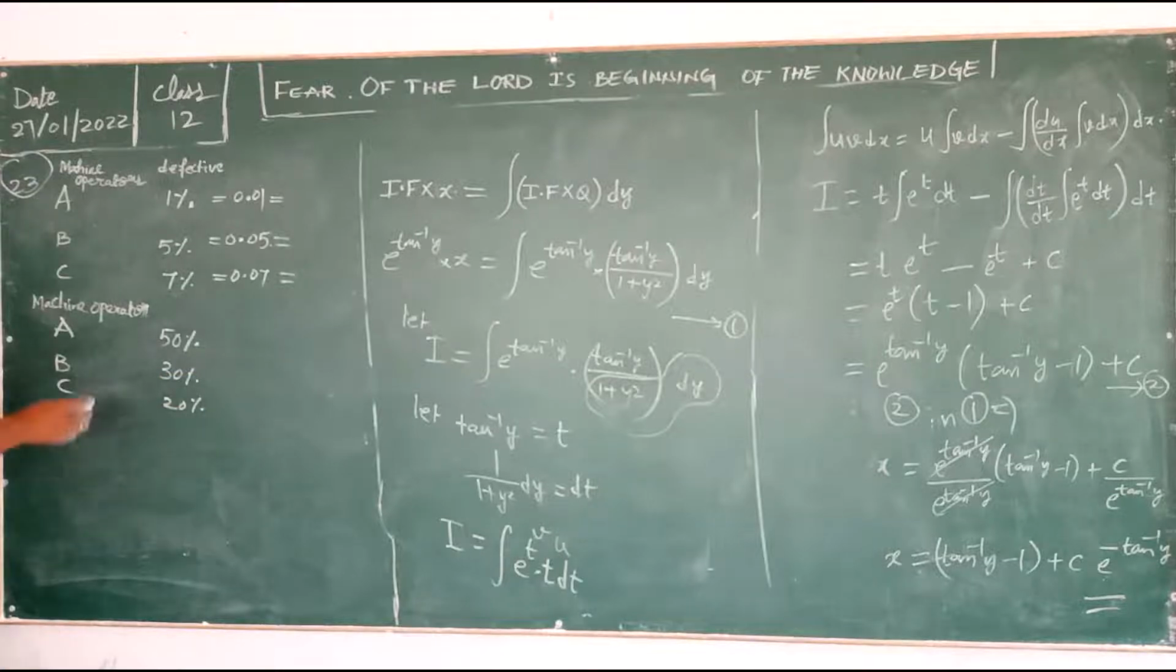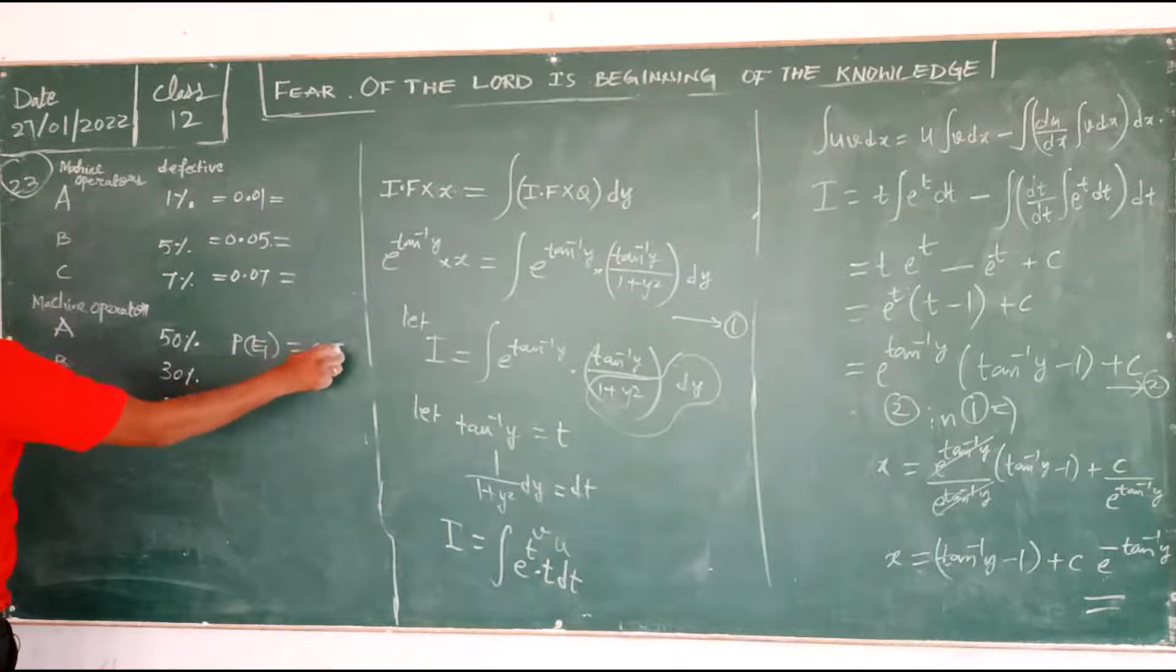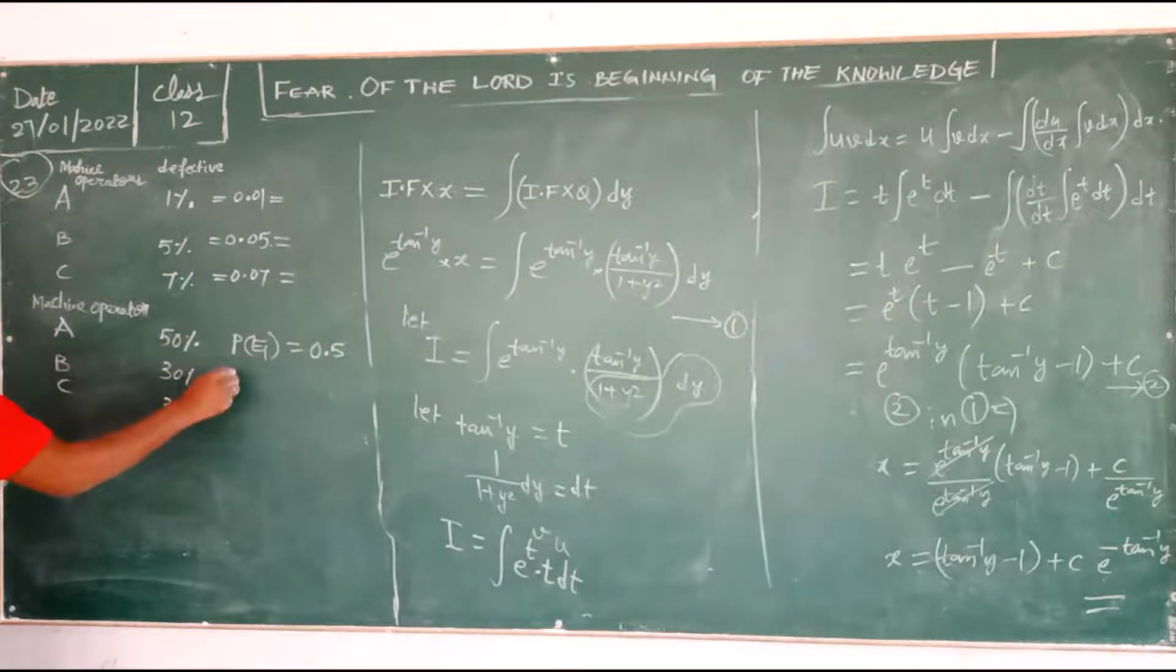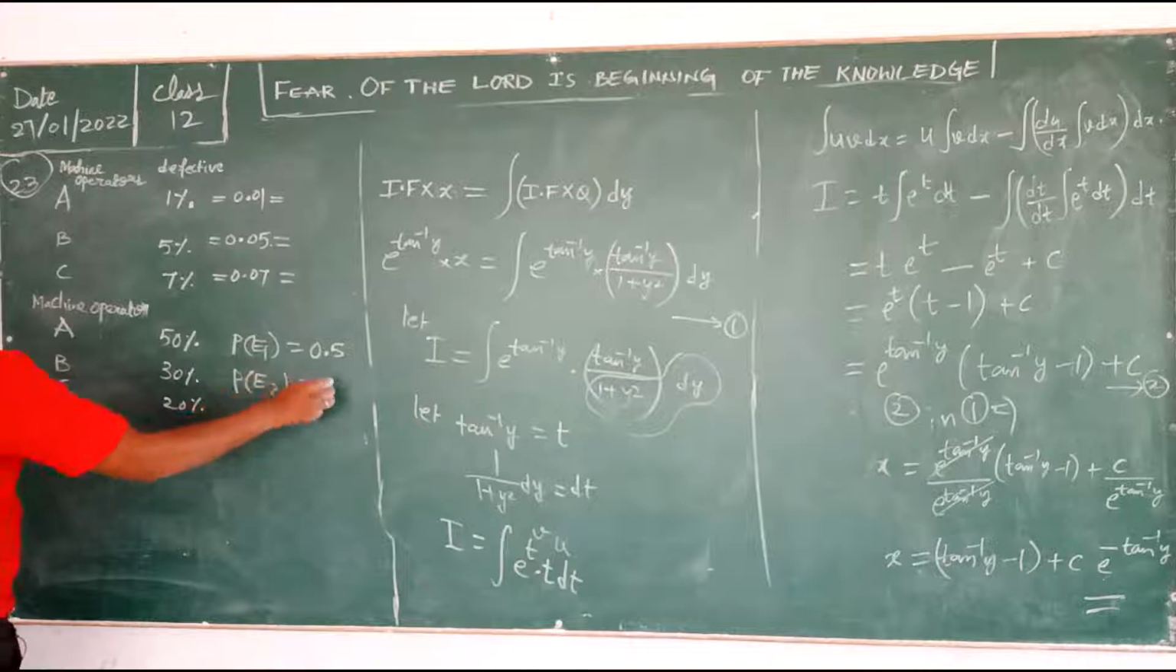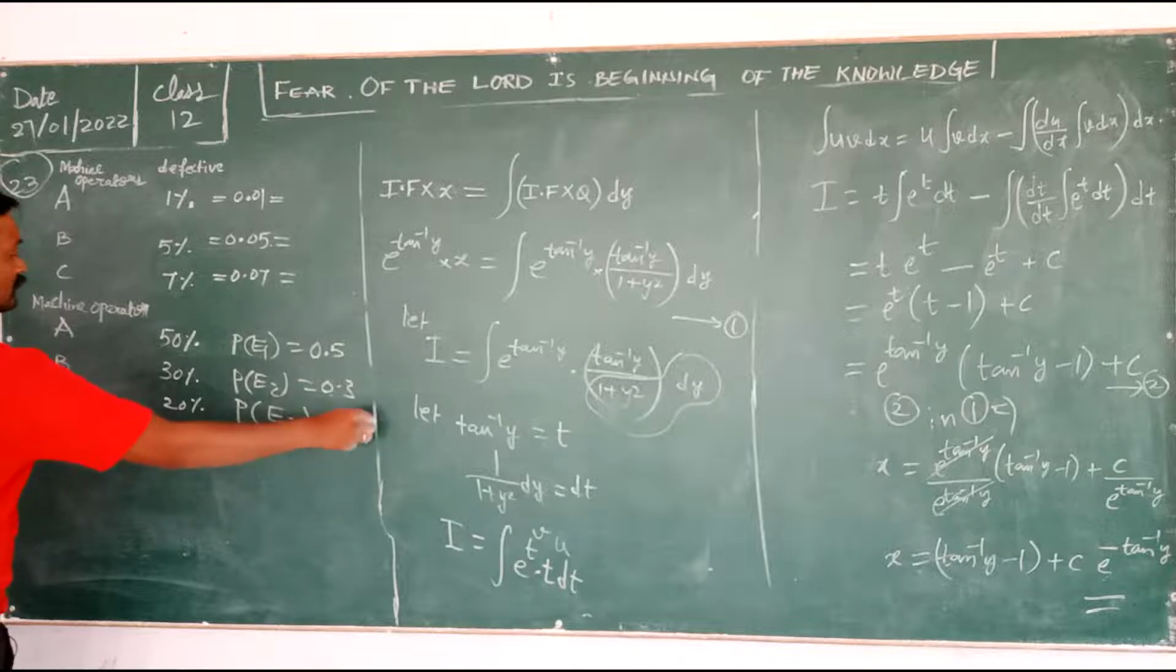So that means they said machine operator A is 50% of the time in that machine place, B 30%, C 20%. All are given directly only. Let's take this as E1, this event E2, this event E3. Okay. So probability of E1 is nothing but 0.5, 50% means 0.5. Probability of E2 is 0.3. Probability of E3 is nothing but 0.2.